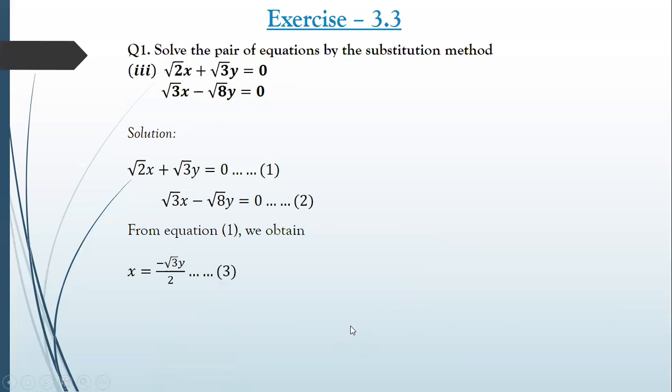Moving on to the third one, I told you all real numbers can be solved in this method. We are using irrational numbers: root 2x plus root 3y equal to 0, and root 3x minus root 8y equal to 0. As usual, the first step we will number the equations 1 and 2. From equation 1, we'll obtain x is equal to, this is 0 on the right side, so it will be minus 3y divided by root 2.